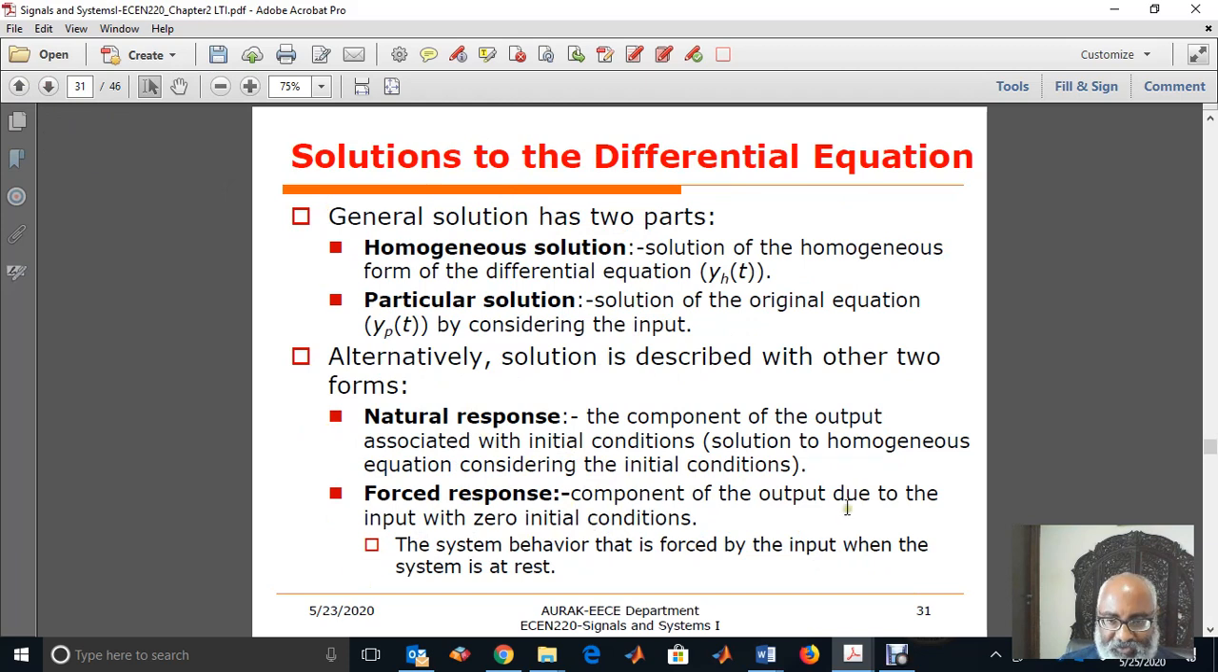And the forced response means the homogeneous plus the particular, but with the initial conditions equal to 0. That means when we have the forced response, we assume the system starts at rest. The initial condition is 0. So we forget all the previous initial conditions and we get the forced response. Then the complete solution will be the natural response plus the forced response. We'll have more examples in the next lecture, and you'll understand the difference between the two.